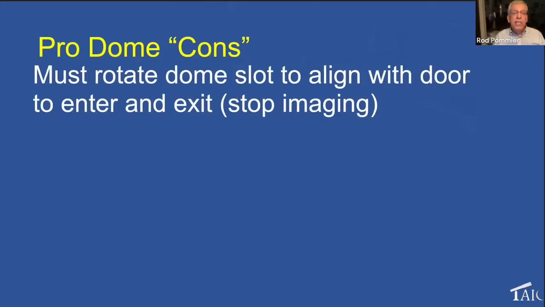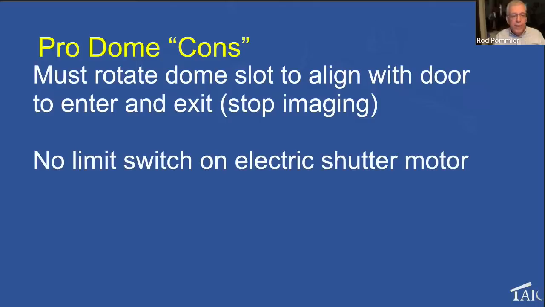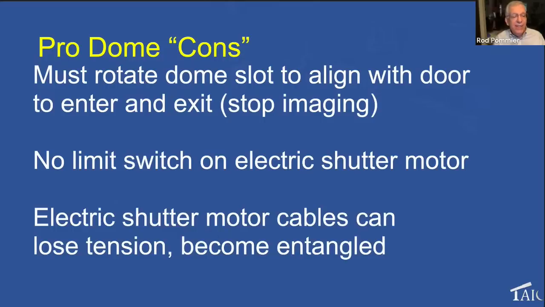Now, another problem is that you must rotate the dome slot to align with the door to go in and out. And that means you've got to stop imaging if for any reason you need to go in or out. There is no limit switch on the electric shutter motor. You have to stop it before it gets to either fully open or fully closed. And if you don't do that, then you can lose the tension on the cables that are opening and closing that shutter, and they become entangled.